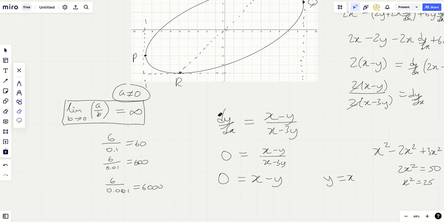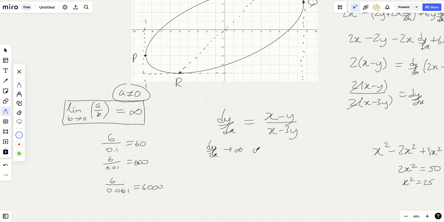Hence, if you want to find where the gradient is infinite, don't write infinity equals x minus y over x minus 3y. Simply just point out dy by dx tends to infinity as x minus 3y tends to 0. You don't have to write that down in the exam. All they want you to know in the exam is this is where the denominator equals 0. And so that's why we get x minus 3y equals 0 in that part, and we do x equals 3y, and then you just follow the working.